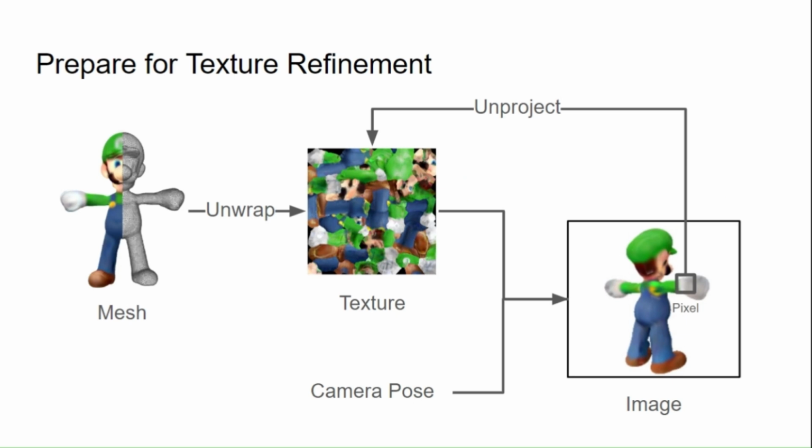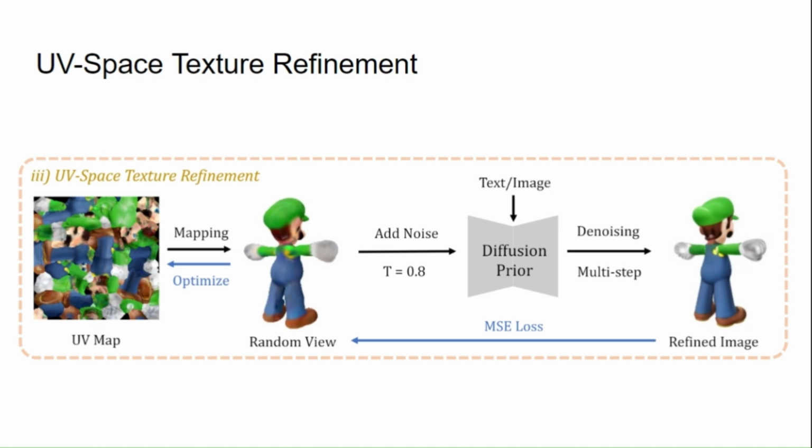So now that we have the mesh, we can then try to get a texture in order to do later refinements. How they do it is they first need to initialize a texture. So they unwrap the texture UV map from the mesh, and then they use several different camera poses to render images of the original 3D Gaussian splatting. Each pixel on these views can then be unprojected to texture coordinates, so they can initialize the color of the texture. Okay, so now with the initialized texture UV map, the refinement process is similar.